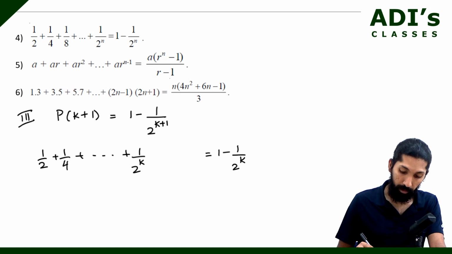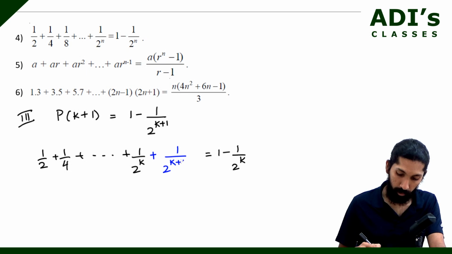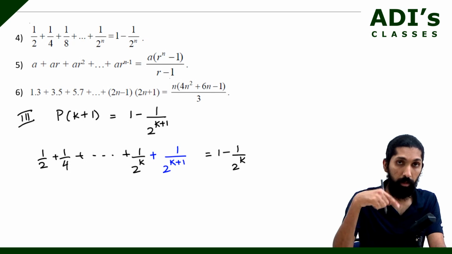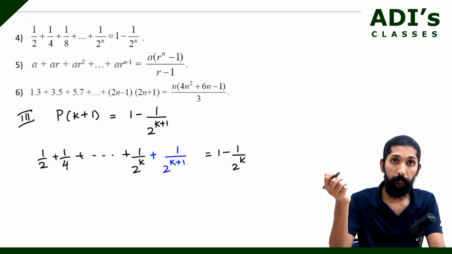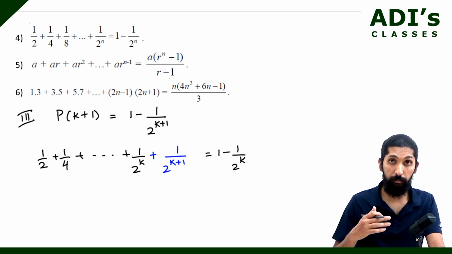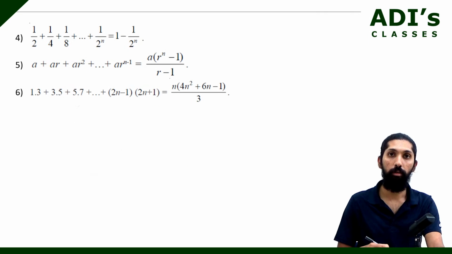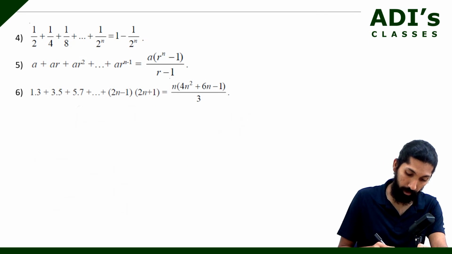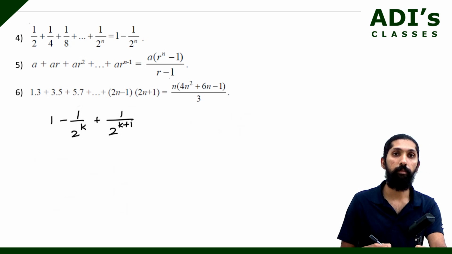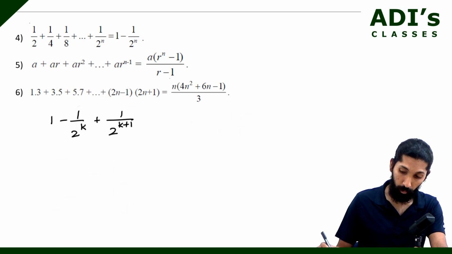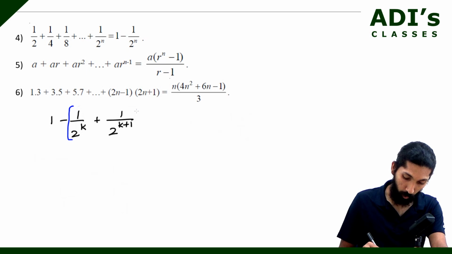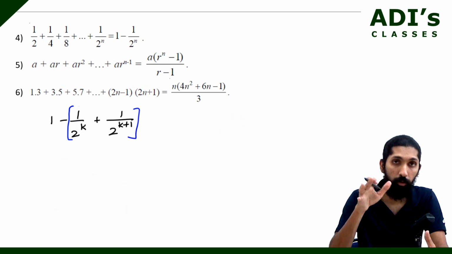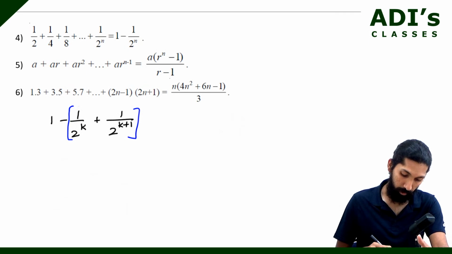See, what are we doing? We are adding 1 by 2 power k plus 1, correct? So k becomes k plus 1. This is what we are trying to do now. Let's try to calculate this one now. The next part, the math part, we'll do it now. Now, what do we get? So we are going to get 1 minus 1 by 2 power k plus 1 by 2 power k plus 1, correct? Now, what you need to take is you need to take this much only for now, for simplification.